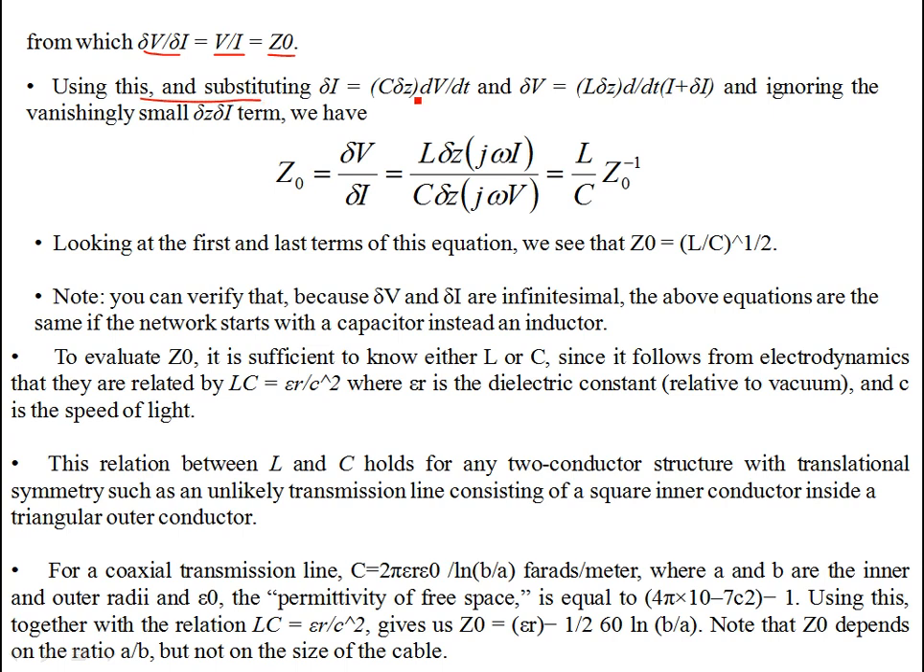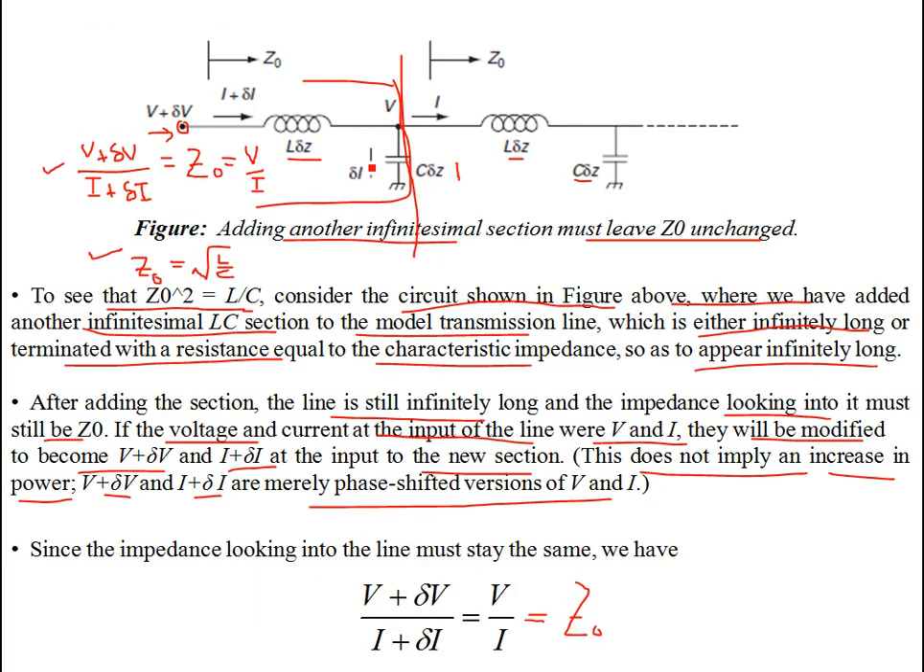Now using this and substituting delta I, you see over here, this current delta I, which flows through the shunt branch, if you consider this is the voltage V, then delta I you can write as C delta Z, that's farads per meter, into dV by dt.